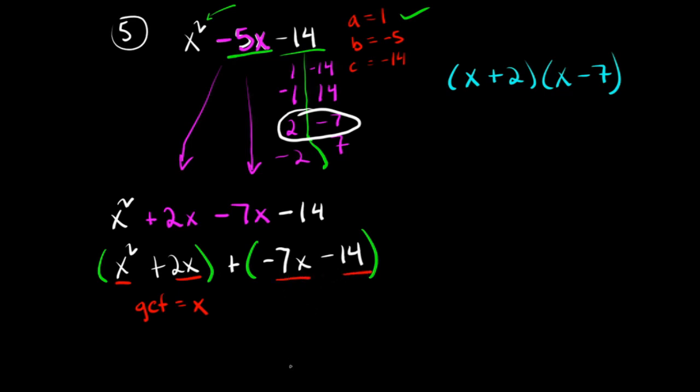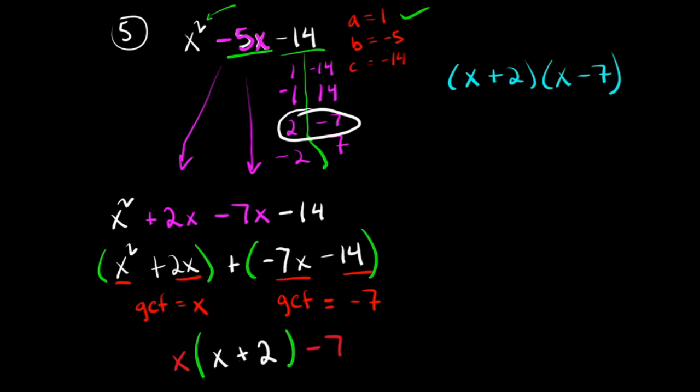My greatest common factor is x. So if I look at my second group, I have a negative 7 and negative 14, and my greatest common factor between those two is negative 7. So I'll factor an x out of my first group, and I get an x plus 2. I take a negative 7 out of my second group, and I'm left with an x plus 2.